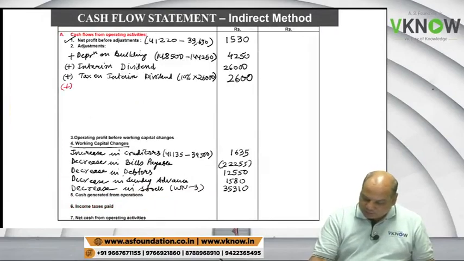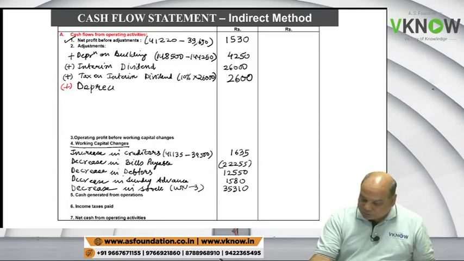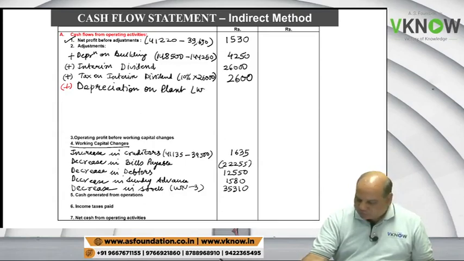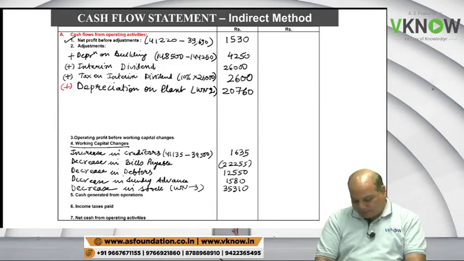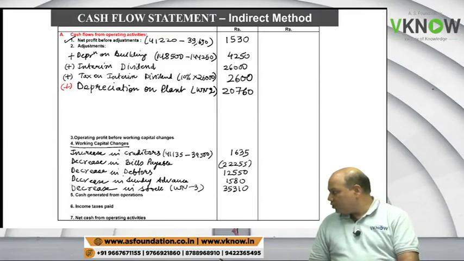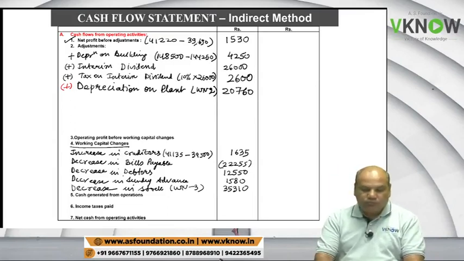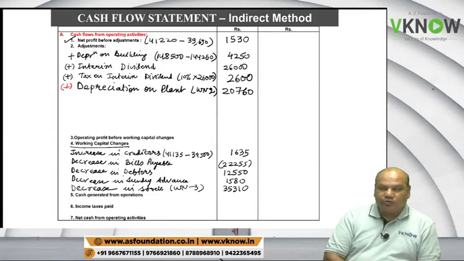So you will add back in adjustment depreciation on plant, working note 2, 20,760. Surya is right. Okay. So this is almost done.